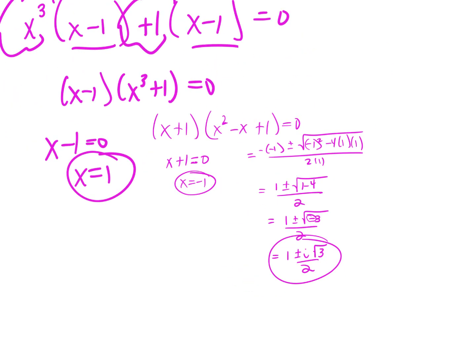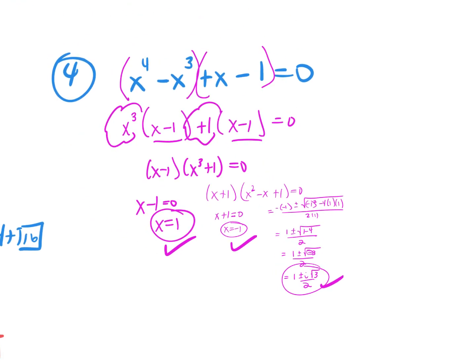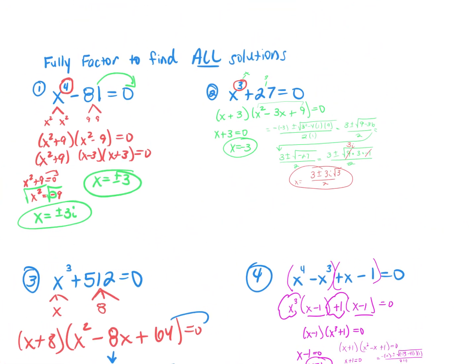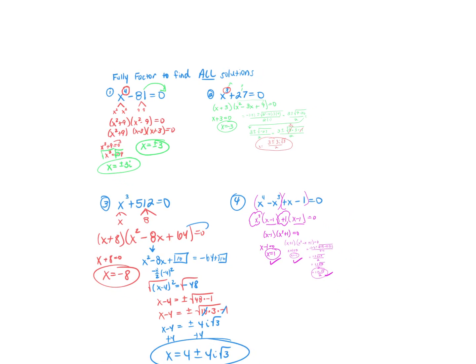So there are my 4 solutions. I have positive 1, negative 1, and 1 plus minus i root 3 over 2. So make sure, guys, when you have these problems that say fully factored, there's going to be imaginary solutions hidden inside. So we've got to make sure that we fully factor.